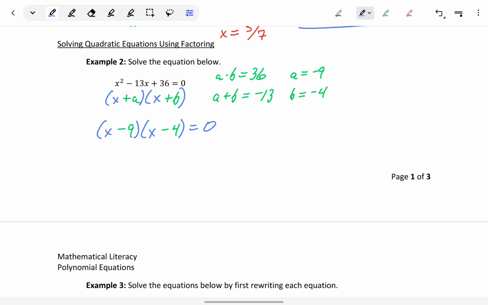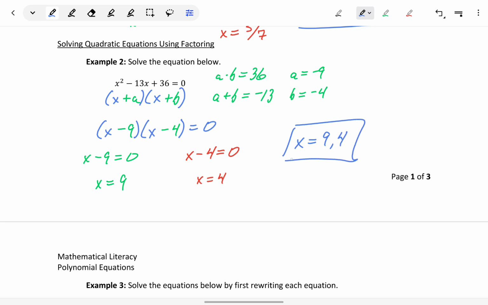is equal to 0. Once we have this factored form, now we can apply the zero product property. We'll first solve x minus 9 is equal to 0, and then we'll solve x minus 4 is equal to 0. The first equation gives us x equals positive 9 as a solution. The second one gives us x equals 4, meaning we have two solutions to this equation, x equals 9 or x equals 4.